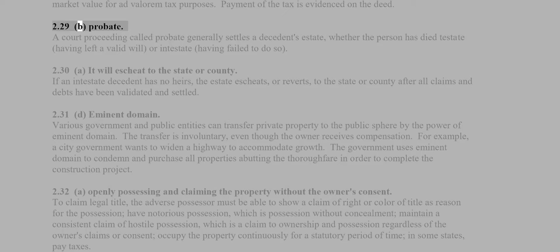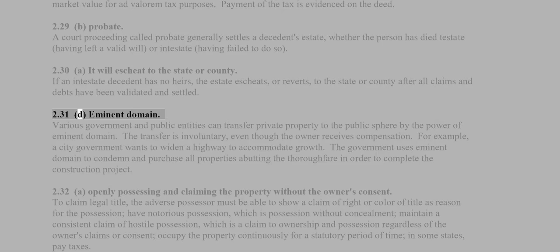2.29 b. Probate. A court proceeding called probate generally settles a decedent's estate, whether the person has died testate, having left a valid will, or intestate, having failed to do so. 2.30 a. It will escheat to the state or county. If an intestate decedent has no heirs, the estate escheats, or reverts, to the state or county after all claims and debts have been validated and settled.